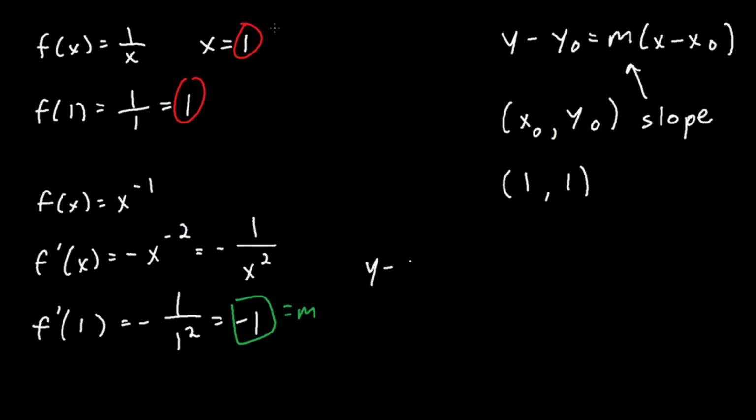So if we write down point slope form, y minus y null, which is just 1, is equal to m, which is negative 1, times x minus x null, and x null is just 1. So the equation for your tangent line is y minus 1 is equal to negative 1 times x minus 1 for the function 1 over x at x equals 1.